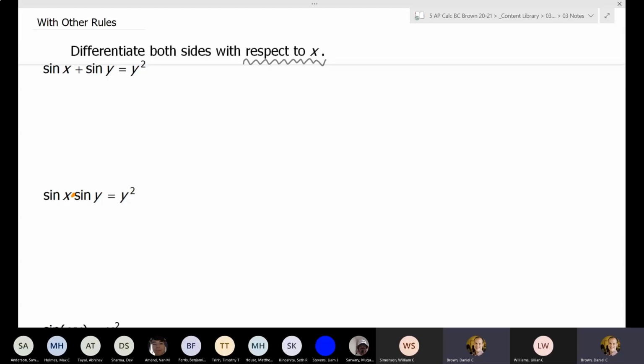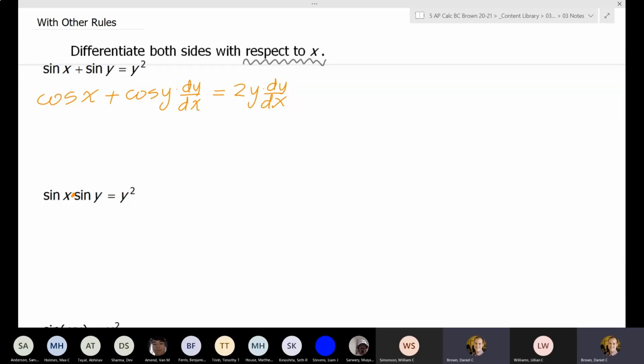So this first one, similar to other derivative rules, you just take the derivative of each term. The derivative of sine of x with respect to x is just the cosine of x. The derivative of sine of y with respect to x is going to become the cosine of y and then the fixer piece, dy/dx, is equal to the derivative of y squared with respect to x, which is 2y times dy/dx. We could solve this one for dy/dx, but I just want to worry about the actual derivative part right now.